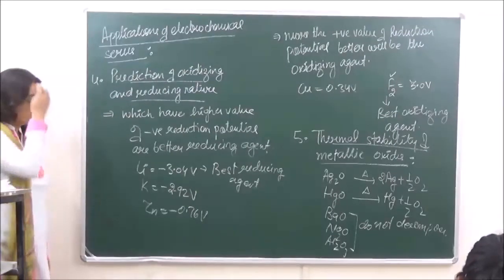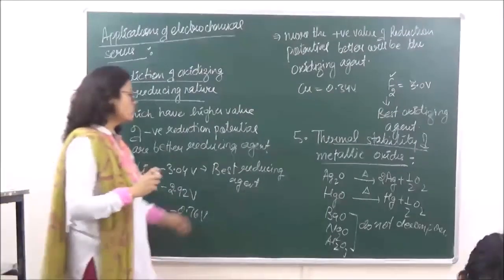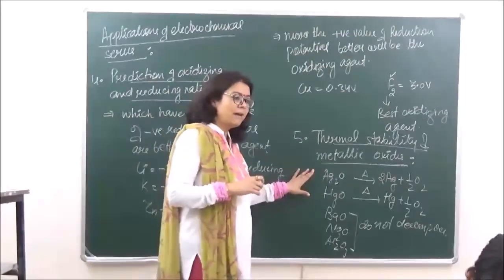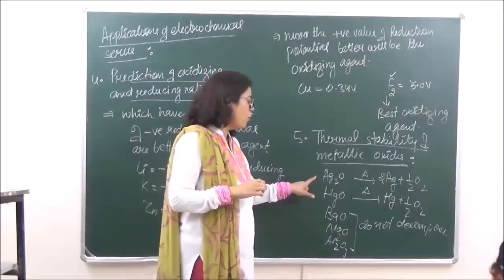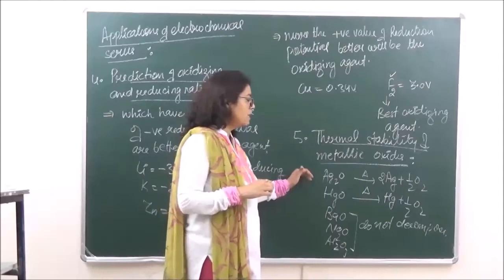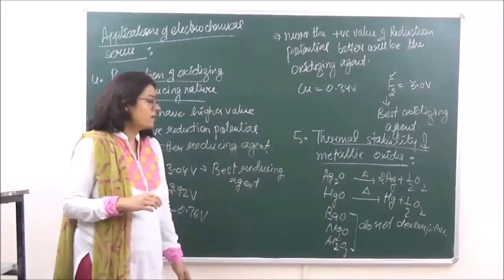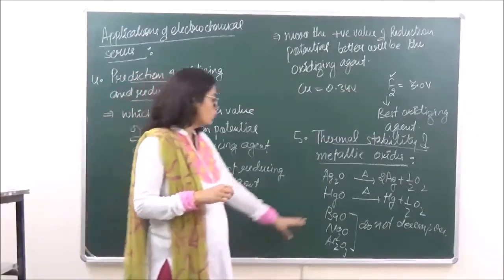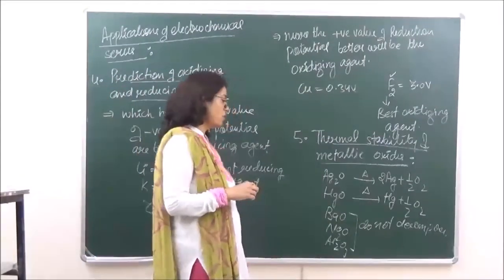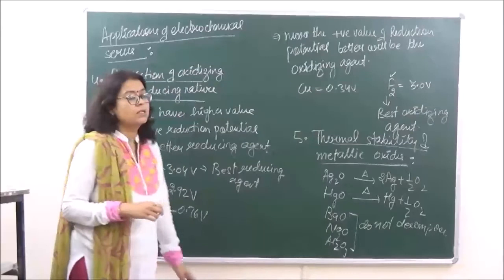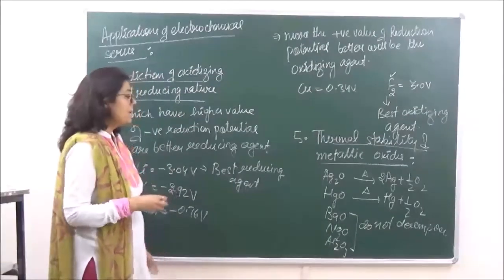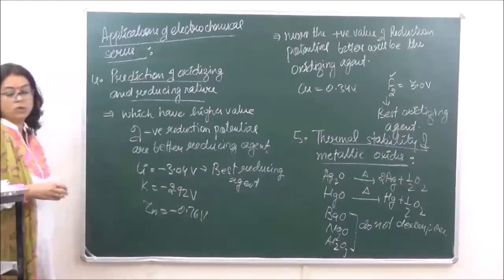Is it clear? So what did we say over here? All the metals having a positive value of reduction potential, their oxides are unstable. When heated, they get decomposed into their metals, whereas all those which have a negative value of reduction potential, their oxides are quite stable and they do not get decomposed.